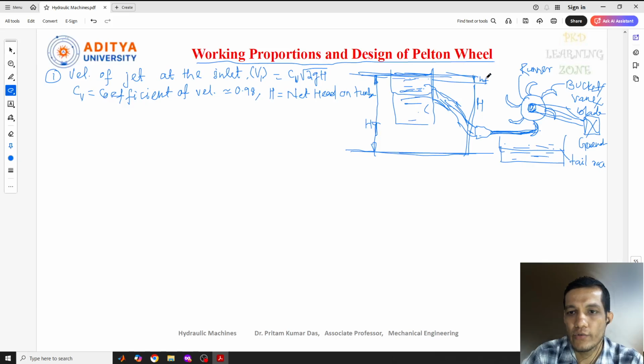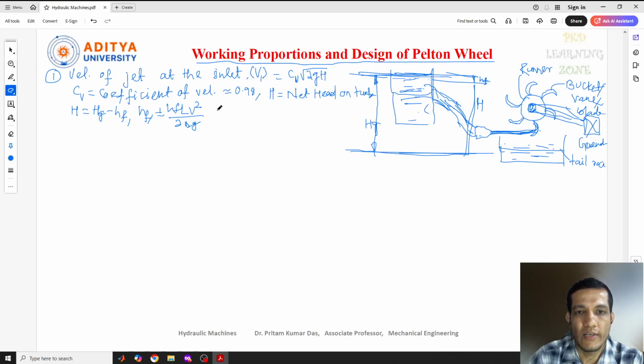These losses are subtracted. To calculate the net head we use Hg minus Hf, and Hf can be calculated by Darcy-Weisbach's formula, Hf = 4fLV² by 2gd. So these are the terminologies. Here g is the acceleration due to gravity, with a value of 9.81. This is the first terminology, to find the velocity of jet.